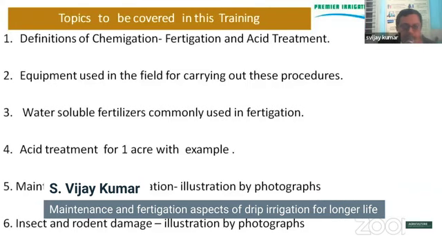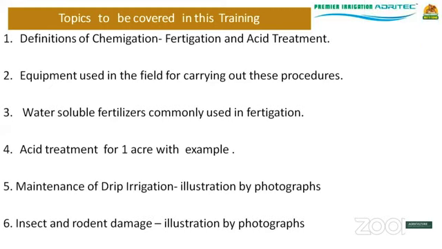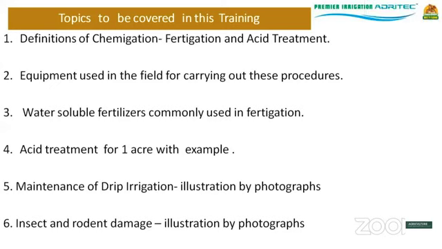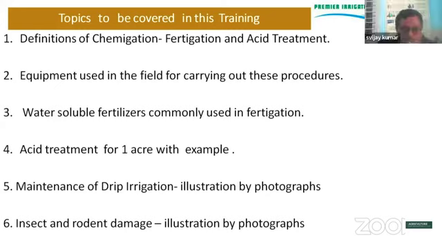The topics to be covered in this training fall under the following categories. What is chemigation? When we buy a drip system, we have to maintain it correctly. So, how do we apply the water soluble fertilizers? That is called fertigation. And how do we periodically maintain the system so that it gives you a life of at least a minimum of 3 to 5 years? And what equipment is actually used in the field to carry out these procedures?